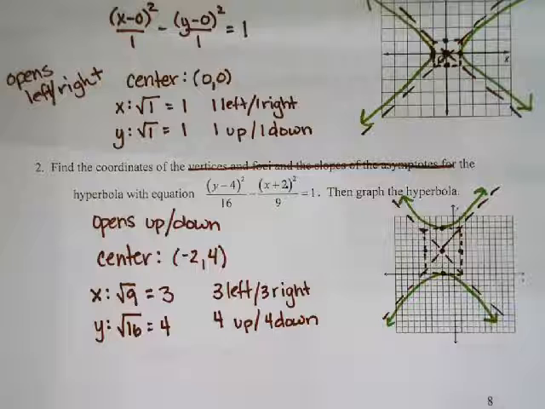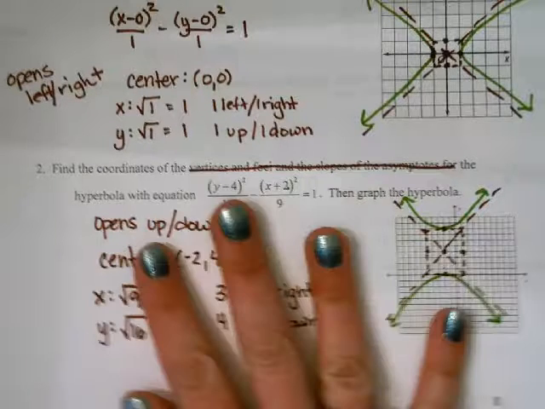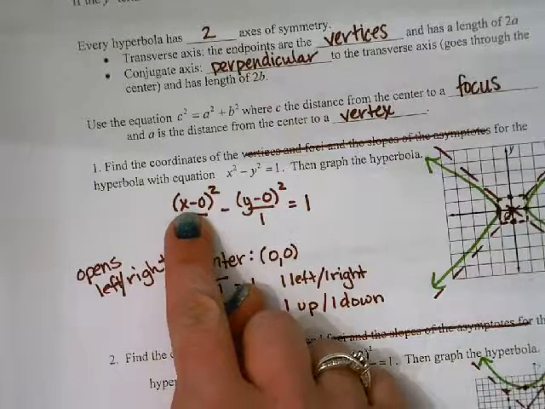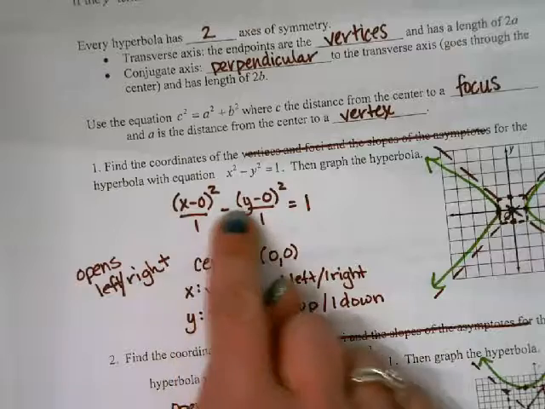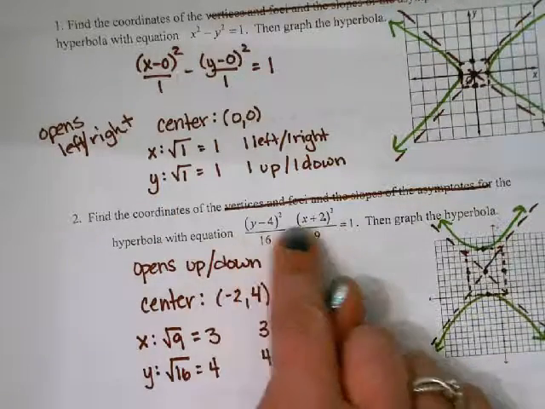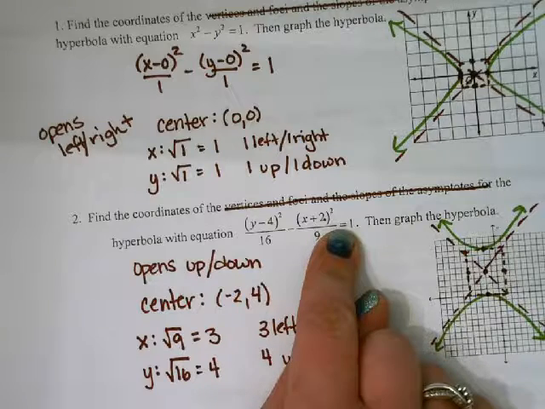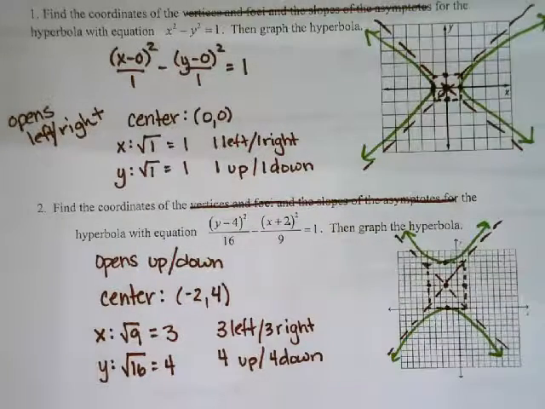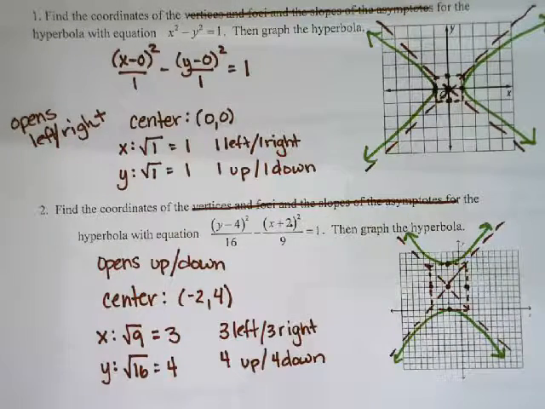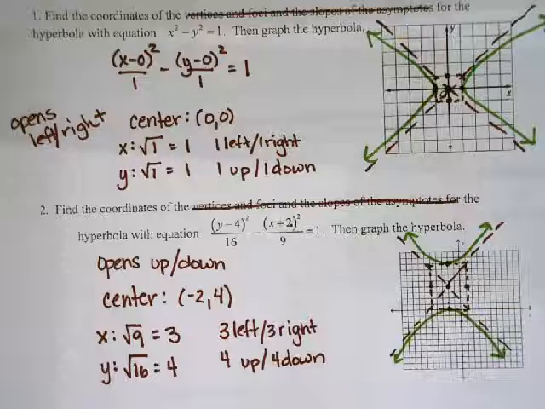How did you know that this is one of those? So on number 1, Jillian, the x term was first. So we did x minus y. And then in number 2, it was y minus x. So think about the difference between 1 minus 2 and 2 minus 1, right? Those two are two different ones. So if x is first, then this guy's going to open to the left and to the right. If it's the y term first, then he's going to open up and down.